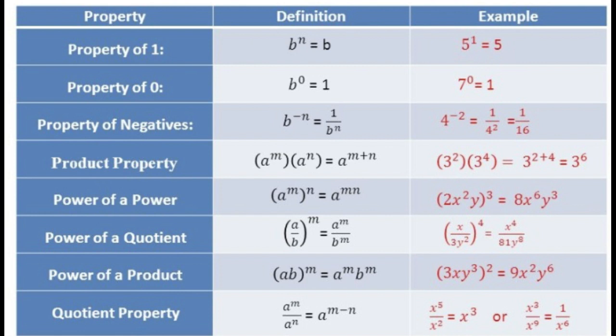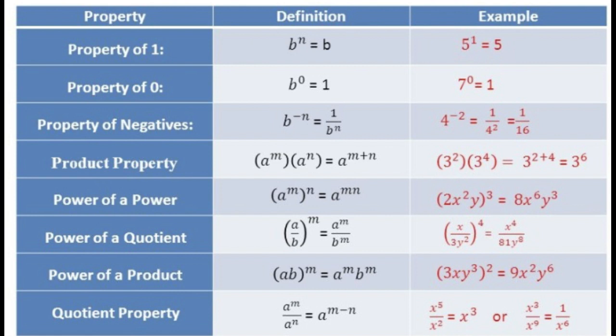Now we look at the property of negatives. Whenever a number is raised to a negative exponent, that's the same thing as saying it is 1 over that whole number raised to that exponent. So the example they give here is 4 to the negative 2 power is the same thing as saying 1 over 4 squared, which equals 1 over 16. So whenever you see a negative sign next to an exponent, that means you're going to have to take the inverse of the whole equation, and whenever you have the number in the denominator, the exponent becomes positive.